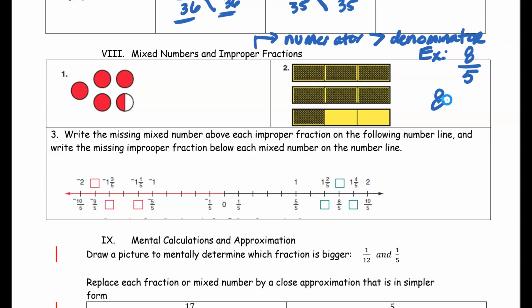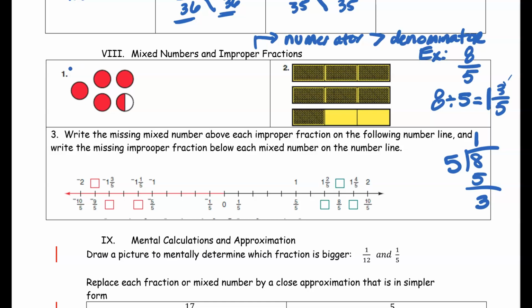8/5 is the same thing as 8 divided by 5. So if you take 8 and you divide by 5, 5 goes into 8 once. 1 times 5 is 5. The remainder is 3. And how you can write that is you can write it as the answer 1 and 3/5. So the top, the numerator, is the remainder, the 5 is the divisor, and the 1 is the quotient. So 8/5 is the same thing as 1 and 3/5.